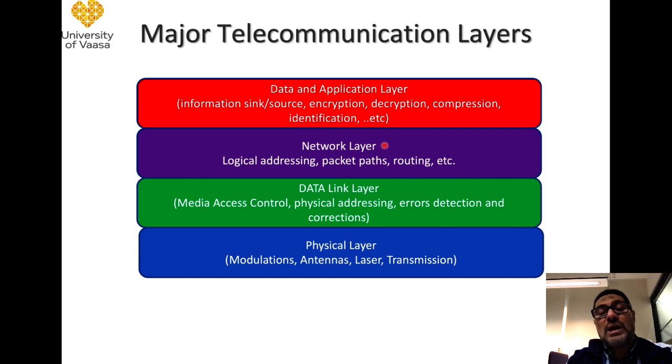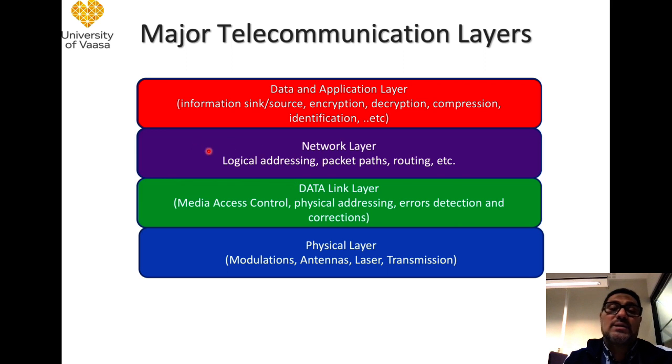Above the data link layer, we have the network layer, where we have the logical addressing, the packet paths and the routing, and so on. Then we have the data and application layer, where we have the information source encryption, decryption, compression, identification, and so on. And the application is the source itself, for example, if you have sensor data and so on. So those are generally the 4 major telecommunication layers.